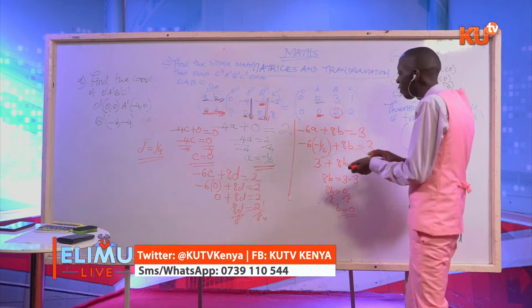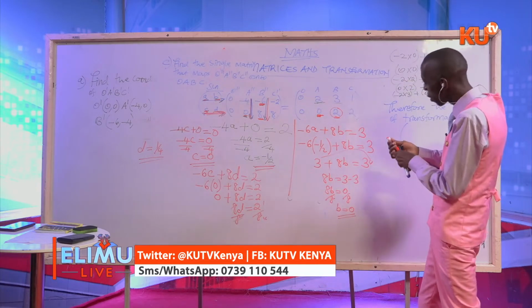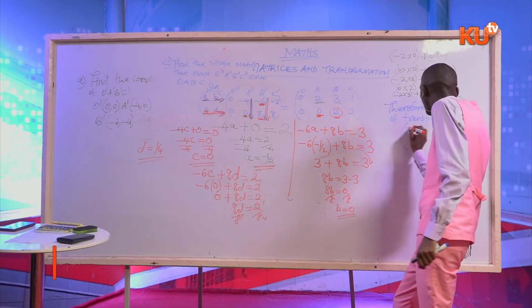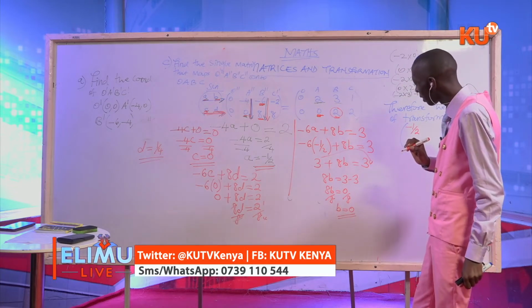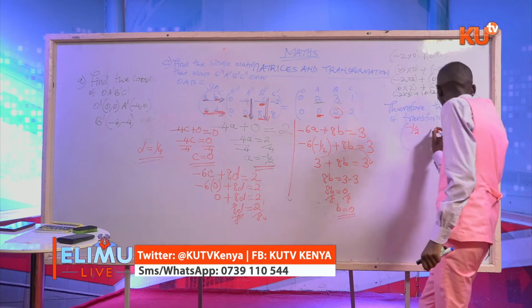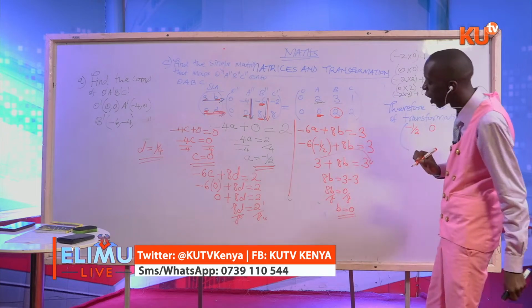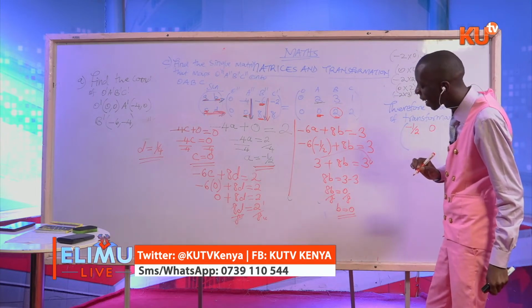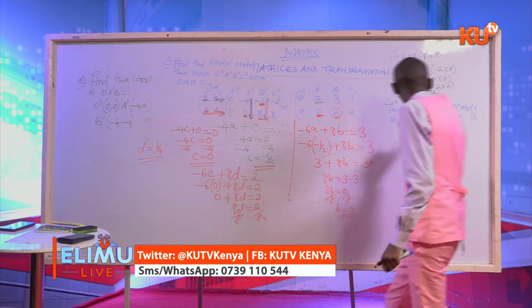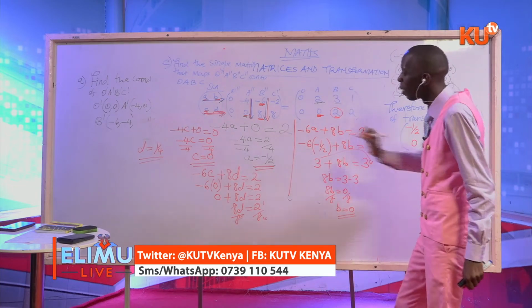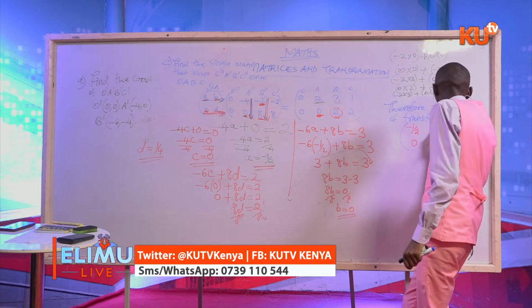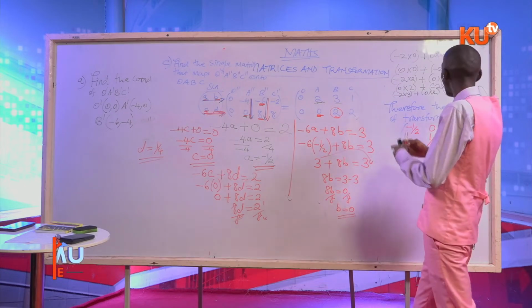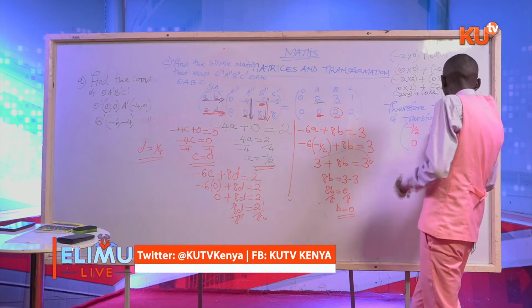What is our value of A, my dear student back at home? You are saying it's negative a half. Yes, negative a half. Good. What is our B? Yeah, you are saying it's 0. Very good. What is our C? Our C is 0. Very good. What is our D? Our D is a quarter. Very good. Therefore, this is the matrix of the transformation.